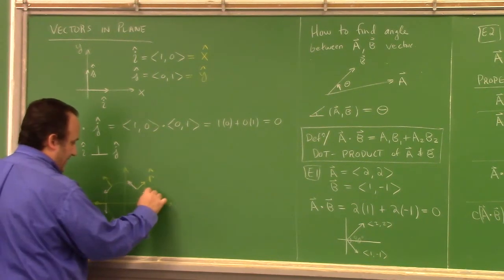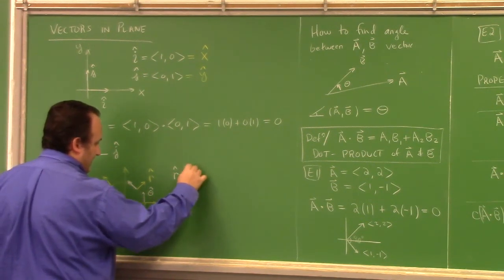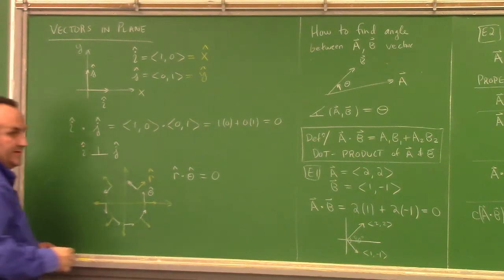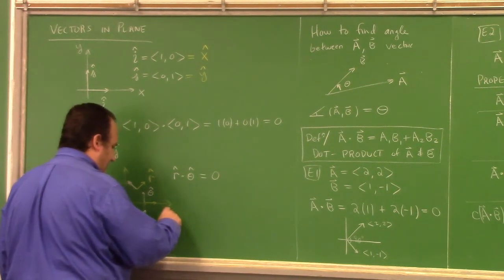So these guys are theta hat. So r hat dot theta hat is likewise equal to 0. That speaks to the fact that the polar coordinate system is what's called an orthogonal coordinate system. There's another word I'm not thinking of at the moment.